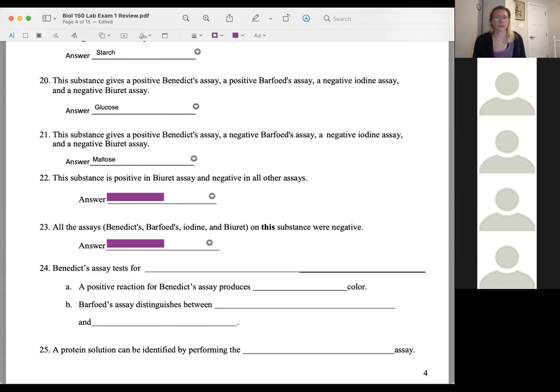A protein? And yes, the answer number 22 is protein, or in the case of this drop-down menu version, the choice was egg albumin. But yeah, this would be a protein.